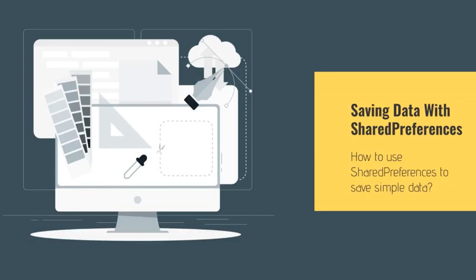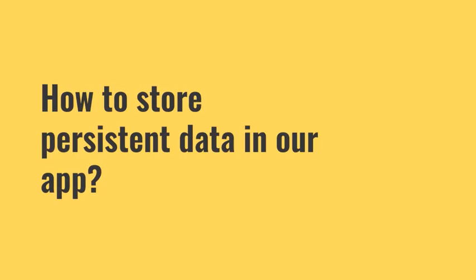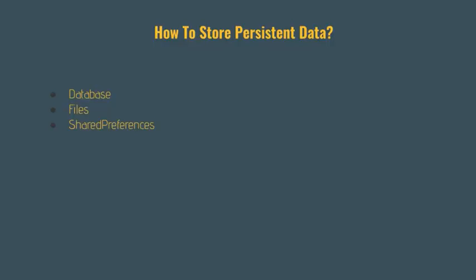Okay, now let's talk about saving data with shared preferences. So when we're building our apps, one of the key questions is how to store persistent data. Well, we have a few different options that immediately come to mind when thinking about storing persistent data. We could use a database. We could use files, or on Android, we have something specific for this use case called SharedPreferences.